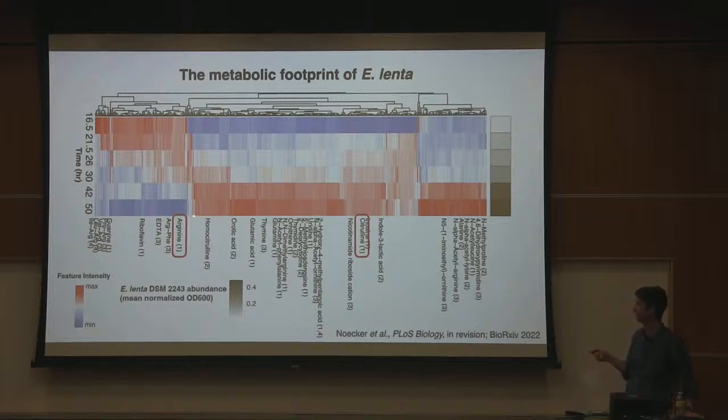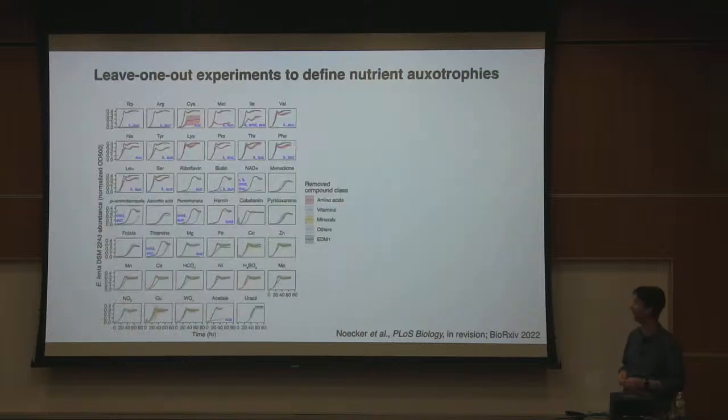Some of this really made sense. So you can see arginine goes down, citrulline goes up, consistent with that old arginine dihydrolase pathway. But we wanted to more directly test which of those pathways was important for growth. And so Cecilia turned to leave one out experiments where she took the defined media and made every single version of the media in the absence of one of the components.